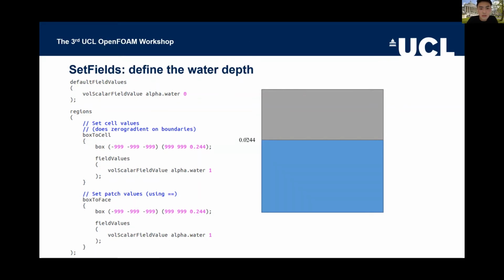Why do we set 0.0244? Because when we design a ship, it will have a designed water line. If the ship's water line is at 0.0244, then we define the same water line level in the simulation. So it's quite simple. The ship will be somewhere here.